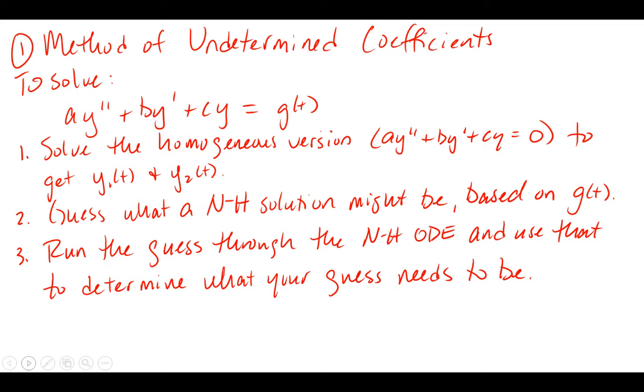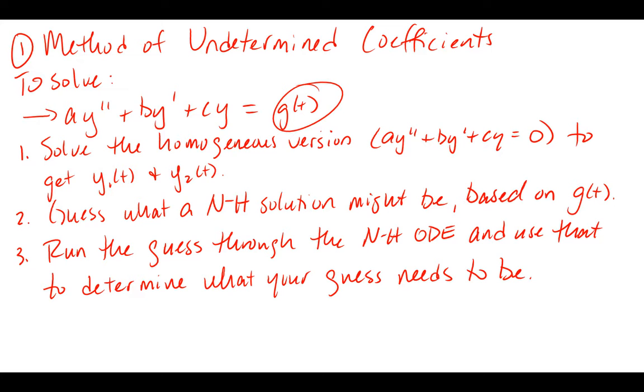coefficients, which is useful if your ODE looks like this. Namely, of course, you have A, B, and C, which are just numbers in front of the y double prime, y prime, and y term. And the G of t over here on the right-hand side, that's what makes it non-homogeneous, that's not 0.